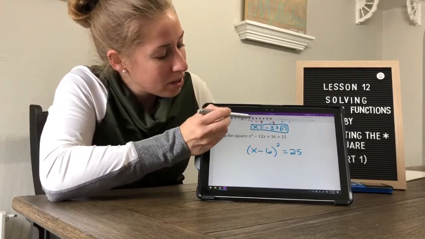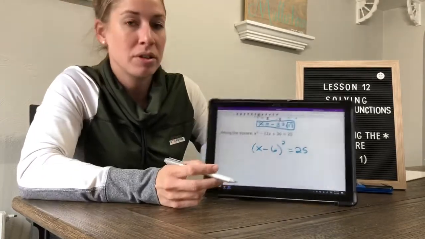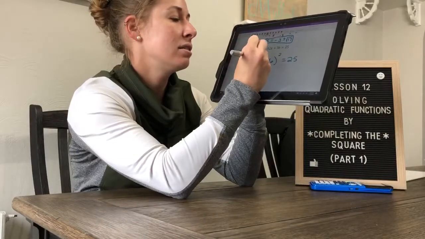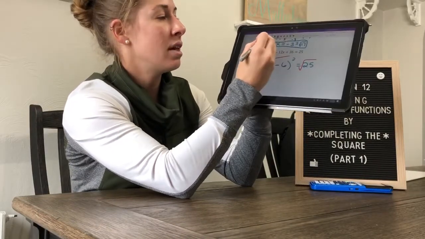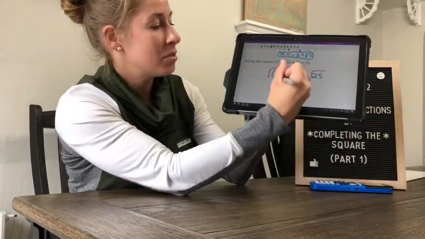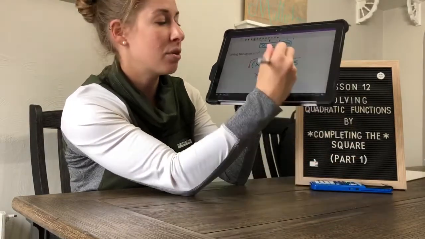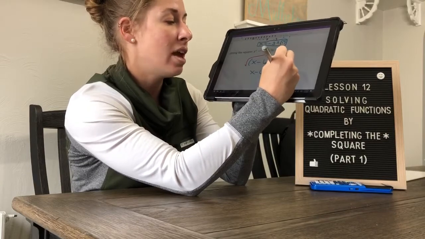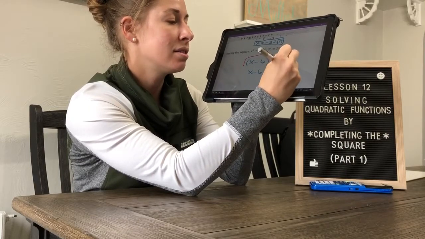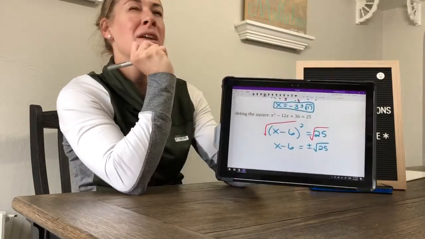And then the part that's squared is by itself, so you can square root both sides. The left side becomes just x minus 6. The right side, you're taking the square root of the number, so don't forget your plus or minus. Plus or minus the square root of 25.